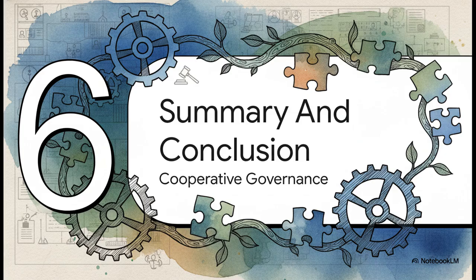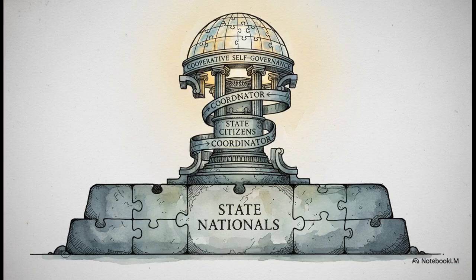All right, Section 6, Summary and Conclusion. Let's pull all these complex pieces together. The texts outline a system that's highly interlocked, like a giant puzzle. State nationals form the broad foundation, reclaiming their status and keeping the peace locally. State citizens are the smaller, more dedicated group who voluntarily take on strict loyalties to govern and manage those big interstate affairs. Coordinators act as the administrative glue up at the Federation level, and the ultimate goal uniting every single one of them, cooperative self-governance.